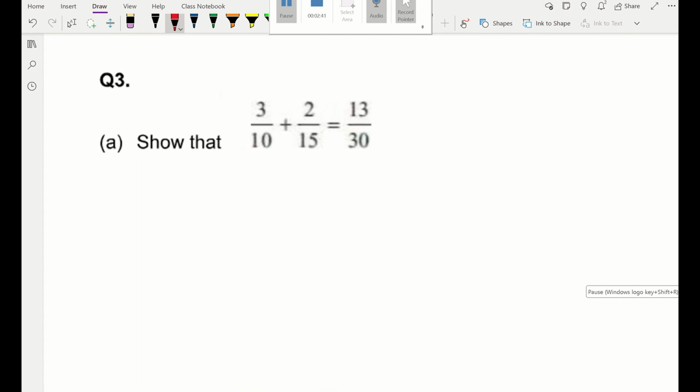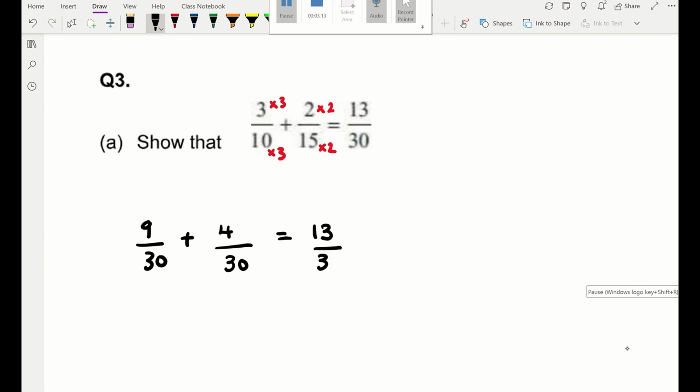And question 3, they already tell you the answer, so you can see that the denominator is 30, and I would work to that. 10 times 3 is 30, 3 times 3, so 9 over 30. 15 times 2, and therefore 2 times 2, so plus 4 over 30 gives me 13 over 30.